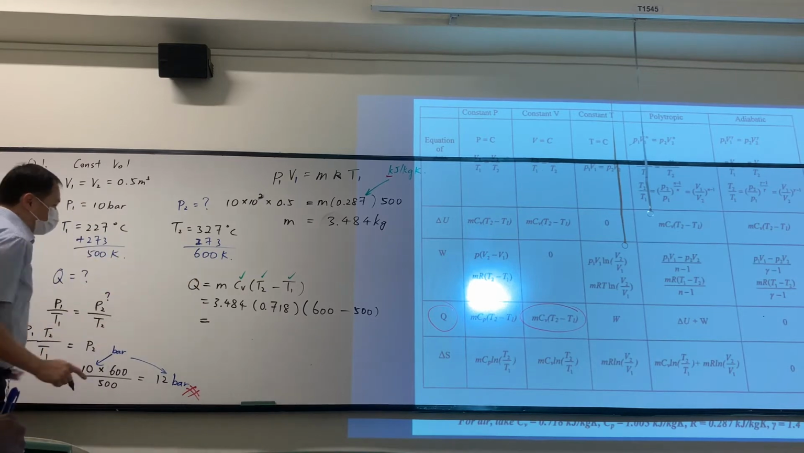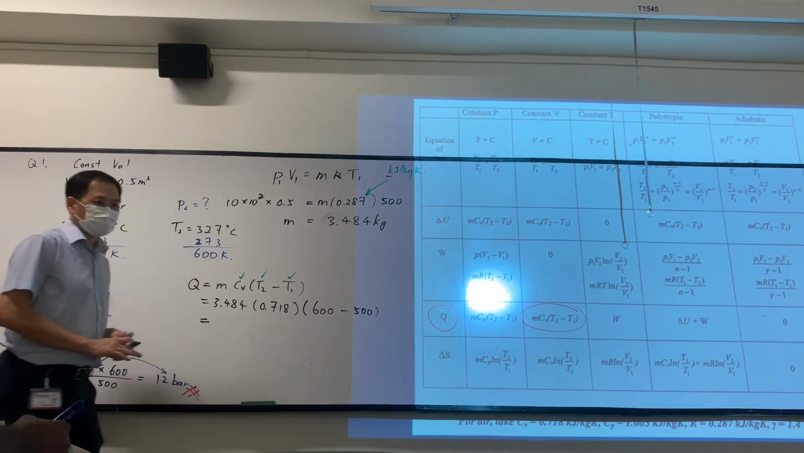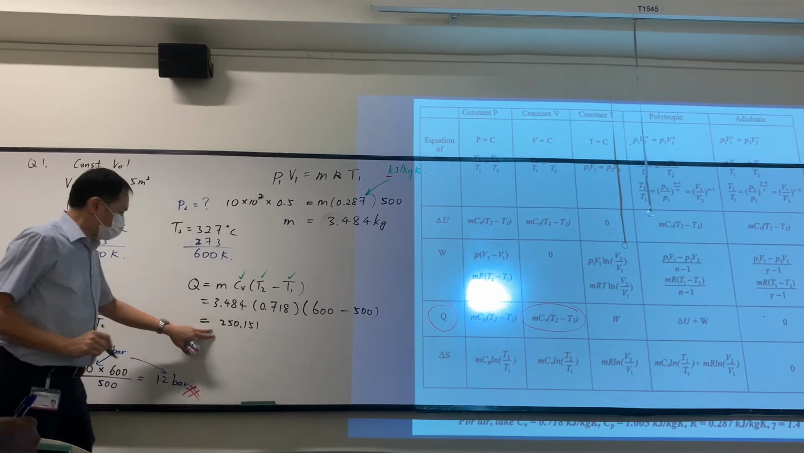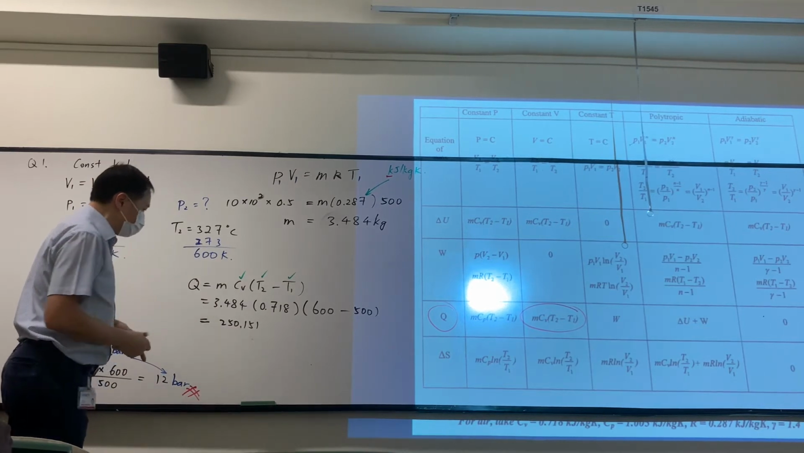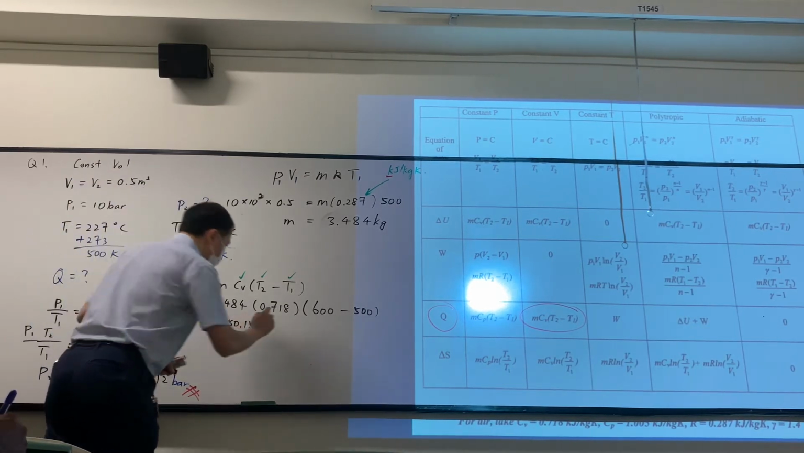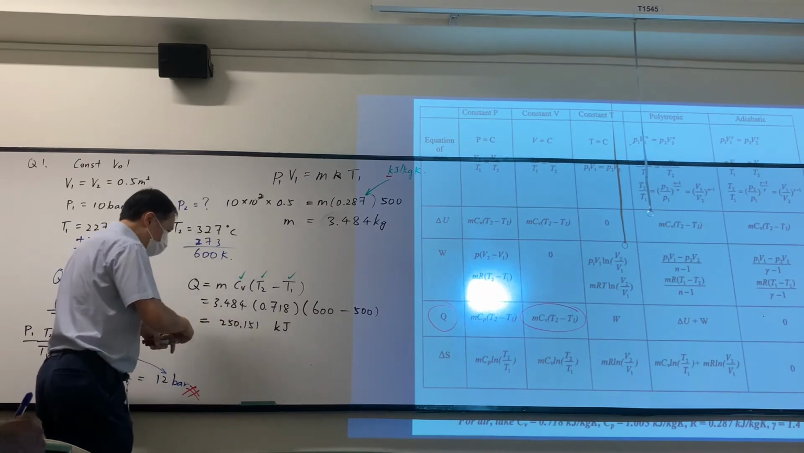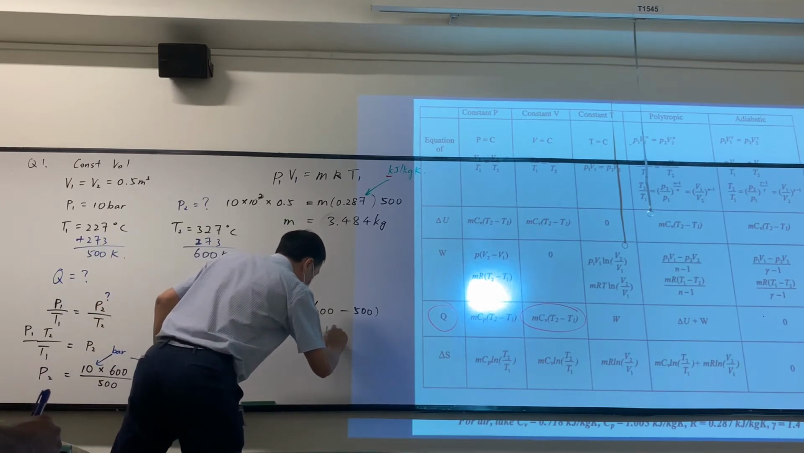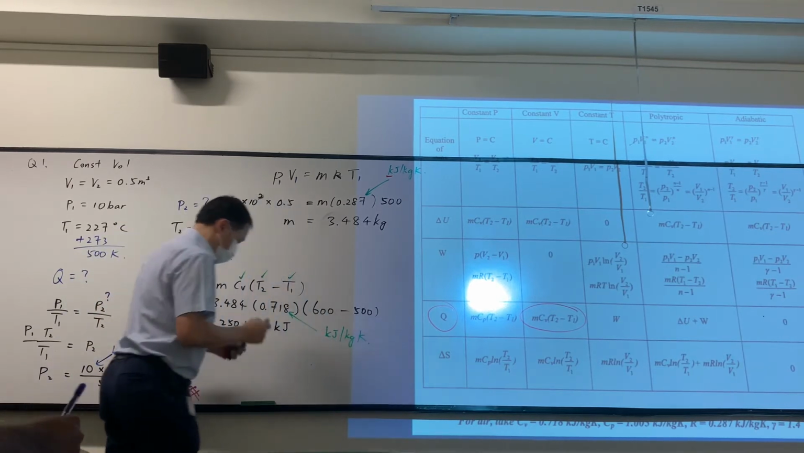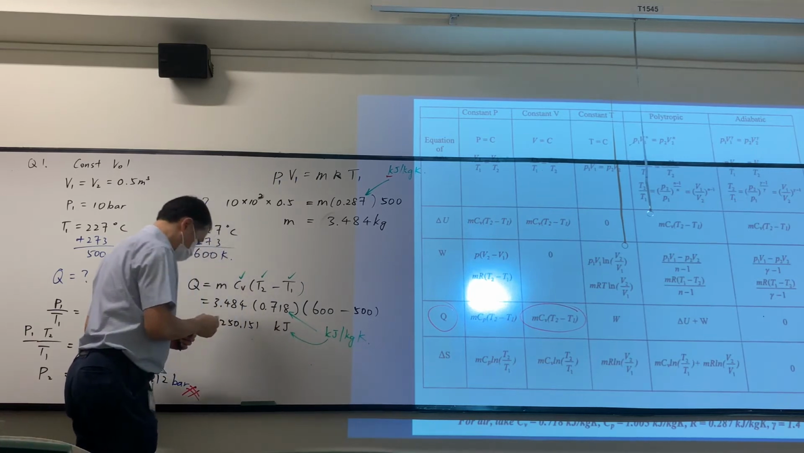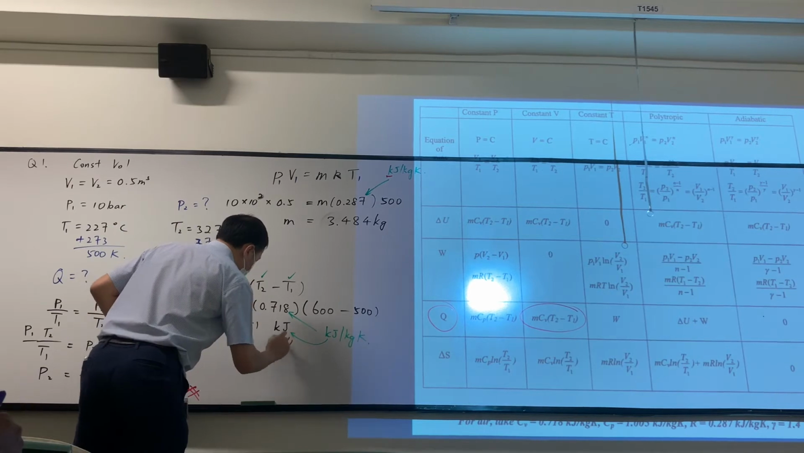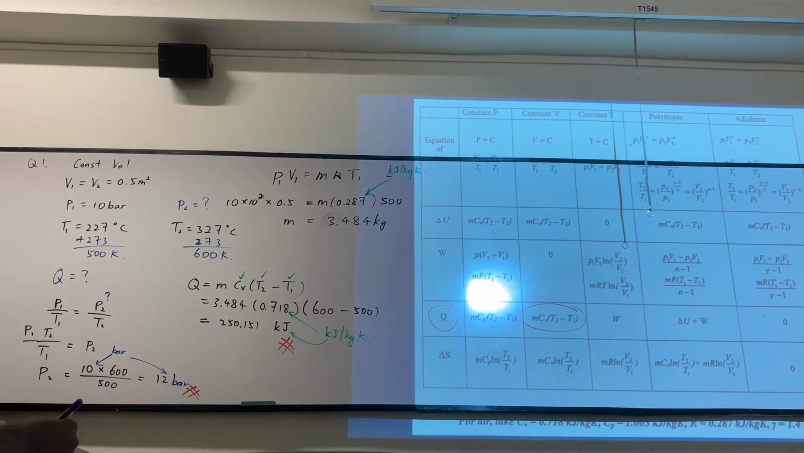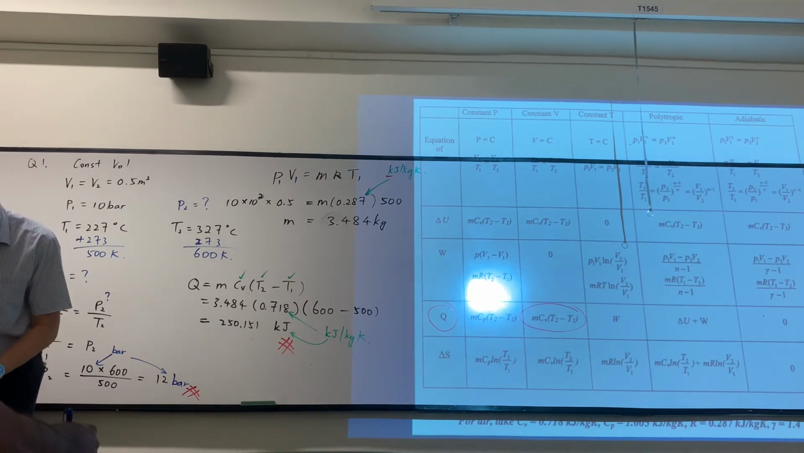Okay, now with this you can calculate the heat transfer. So what do you have? 1.1. So the unit, very important. What unit should I put? Joule, kilojoule. Kilojoule, very good. The reason is this Cv here, the unit is in kilojoule per kilogram K. So that's why the answer will be in kilojoule. So this is the first question in your tutorial.